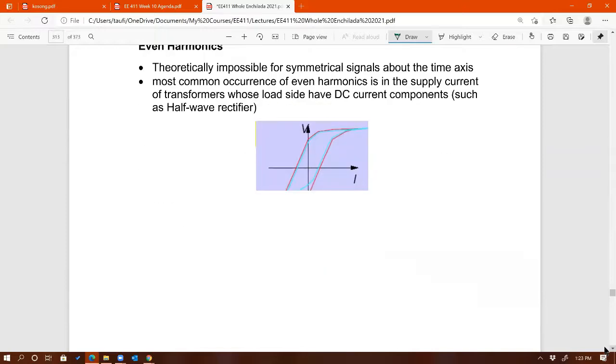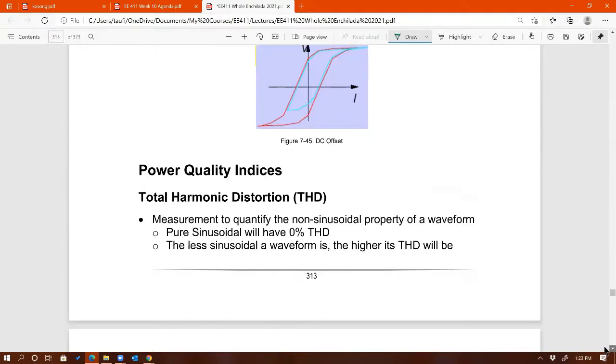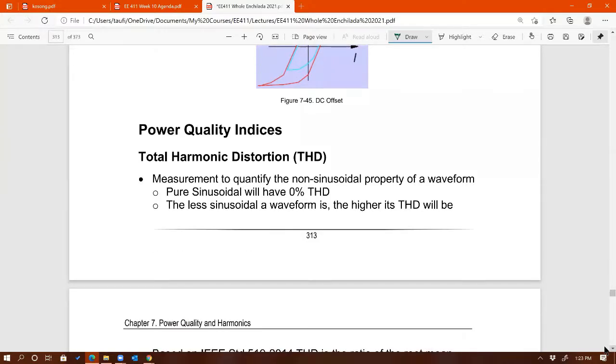Okay. Even harmonics are theoretically impossible for signals symmetrical about the time axis, because again, I think I mentioned this last time, in electrical systems the voltage and the current are derived from sine waves from the generators, and generators are producing sine waves. That's why it is not common to have even harmonics, except if you are using a half-wave rectifier, which I also mentioned last time.